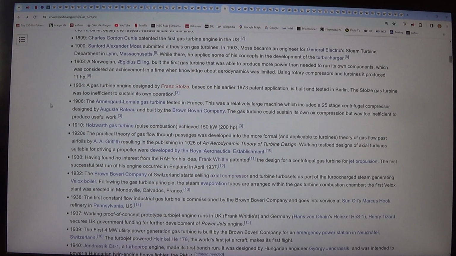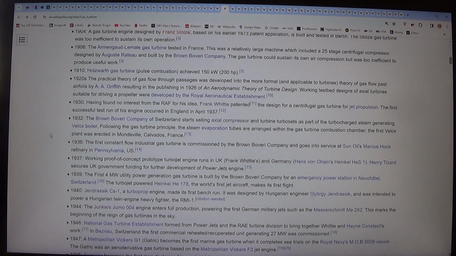In the 1920s, the practical theory of gas flow through passages was developed into the more formal theory of gas flow past airfoils, applicable to turbines, by A. A. Griffith, resulting in the publishing in 1926 of an aerodynamic theory of turbine design. Working test designs of axial turbines suitable for driving a propeller were developed by the Royal Aeronautical Establishment.